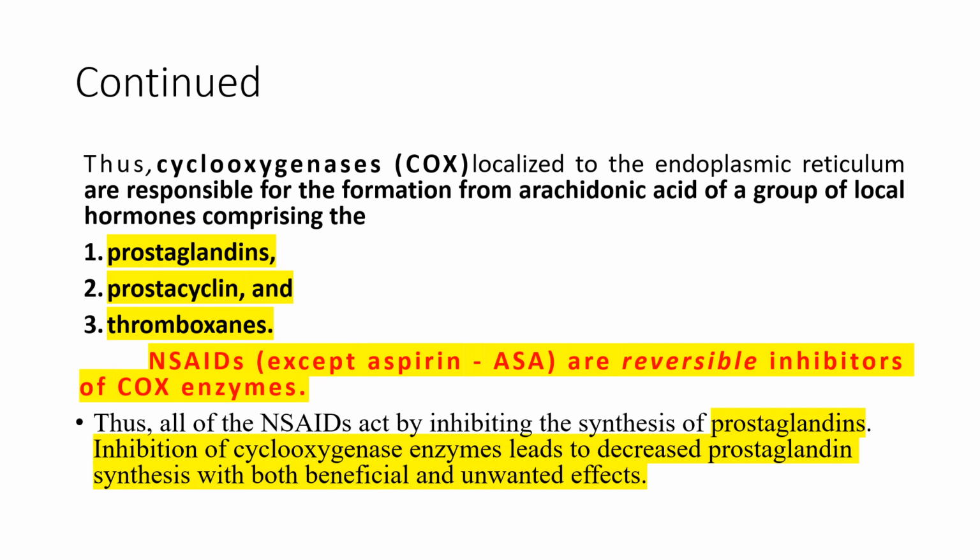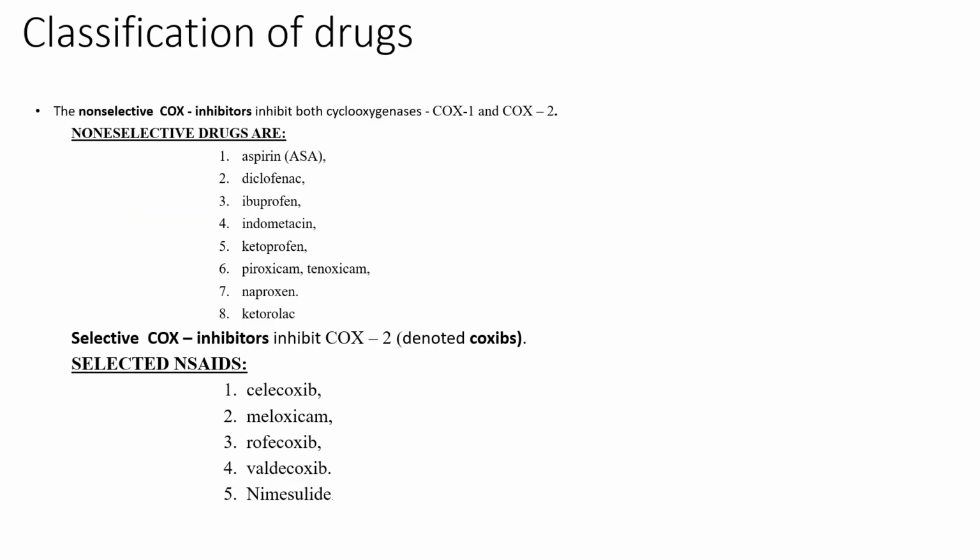Inhibition of cyclooxygenase enzymes leads to decreased prostaglandin synthesis with both beneficial and unwanted effects. Now, guys, these are the drugs which are used in the treatment of pain. It may be somatic or visceral, but usually we use these drugs for the treatment of somatic pain. So there are two types, as I have discussed.